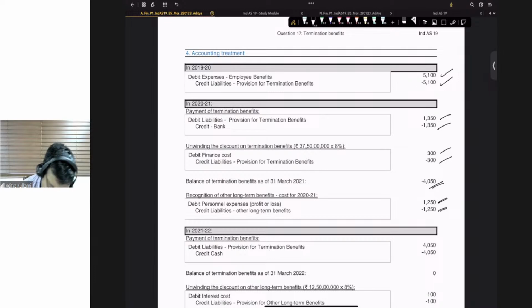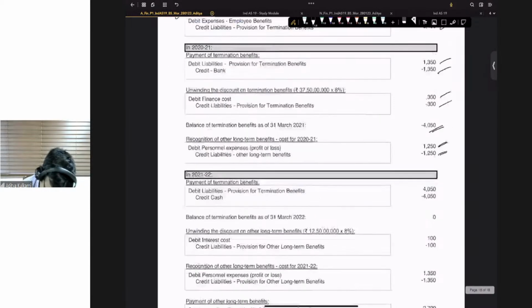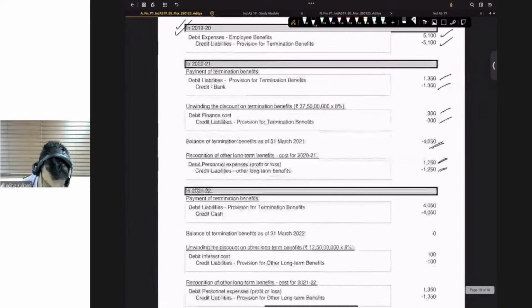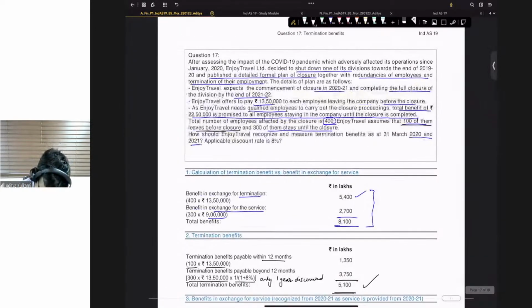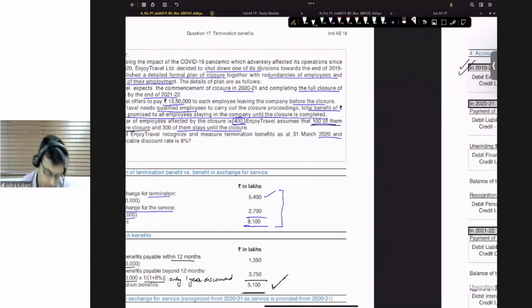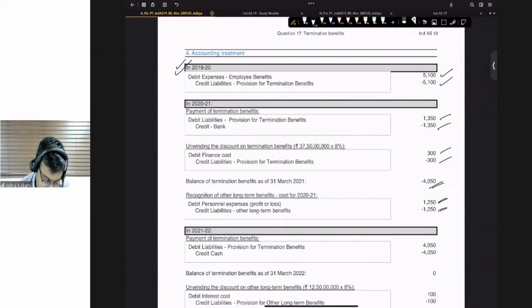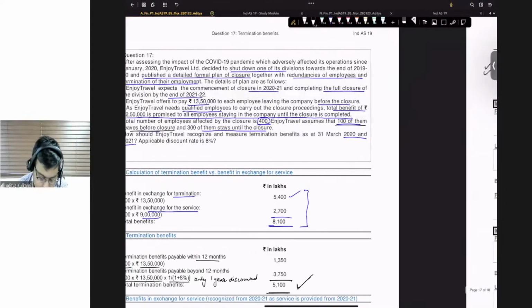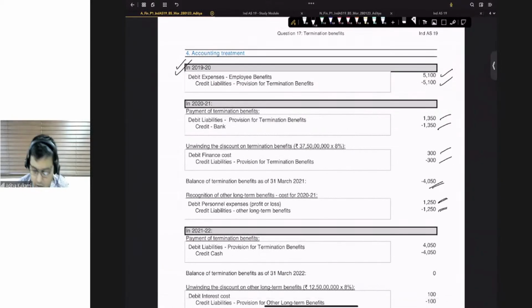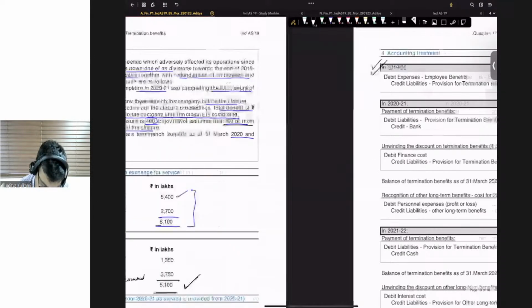ये समझा? 1920, did you understand? 1920 we are booking this expense of 5,100. That is termination benefits. 1920 we are booking the termination benefits. Okay. 2021 we are paying off the termination benefits.